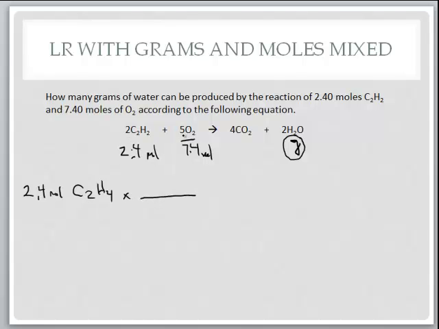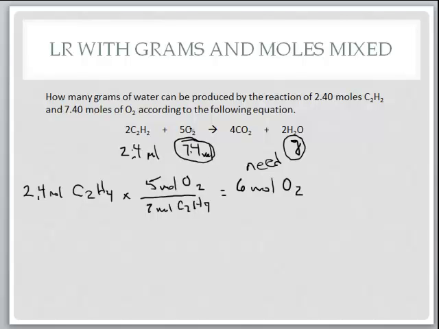So mole ratio is 2 to 5. So 2 moles C2H4, 5 moles of O2. Let's do the math there. 2.4 times 5 divided by 2 is 6 moles of oxygen. Now remember, that's 6 moles that I need. Or I should say I need 6 moles to react with my 2.4 moles. Well, I've got 7.4 moles. Again, I've got more than enough oxygen, so that makes that the limiting reagent.